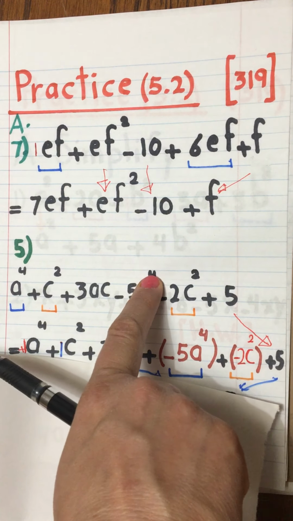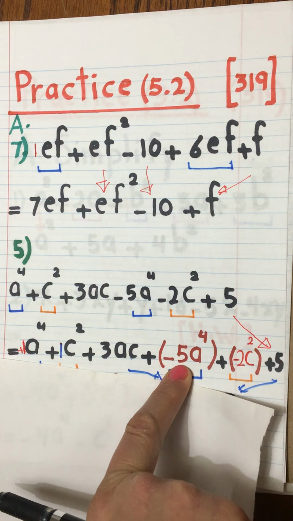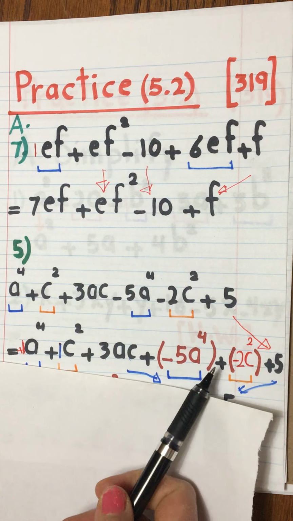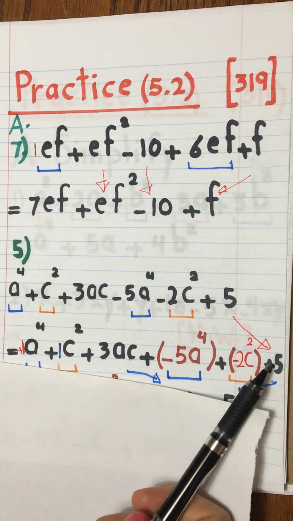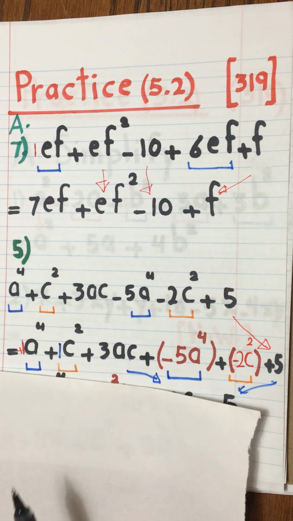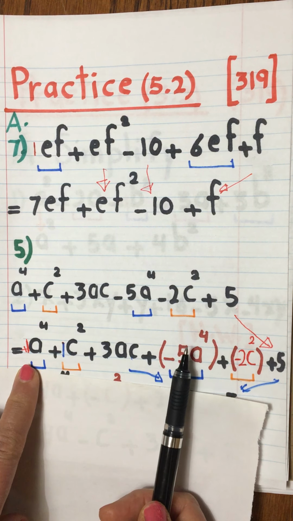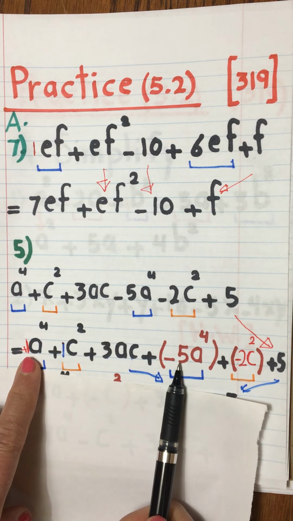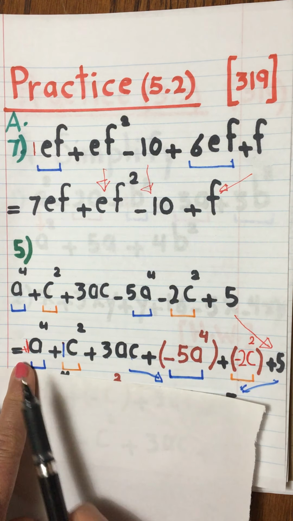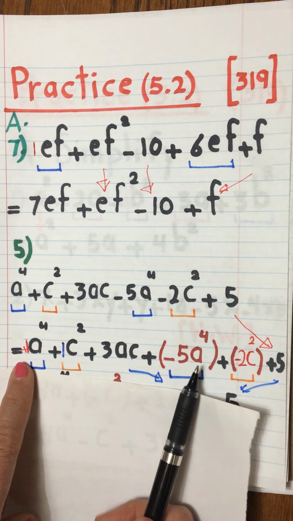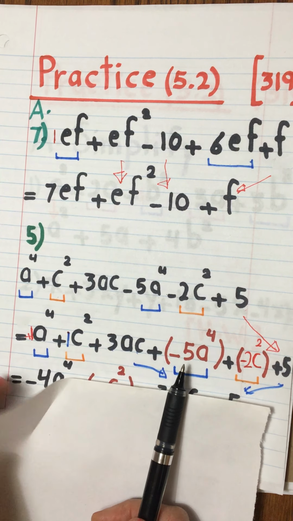So change 5a squared to the opposite number, which is negative 5a squared. And change this negative sign to a positive, and 2c squared to negative 2c squared, and write 5 down. Now a to the power 4 and negative 5a to the power 4, different signs, subtract and keep the sign of the larger number. 5 minus 1, so the answer is negative 4a to the power 4. Negative 4a to the power 4, this is the first term.